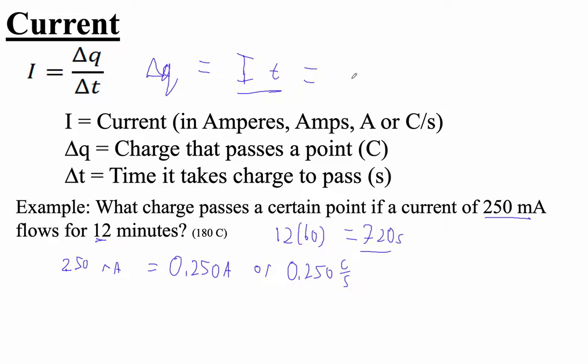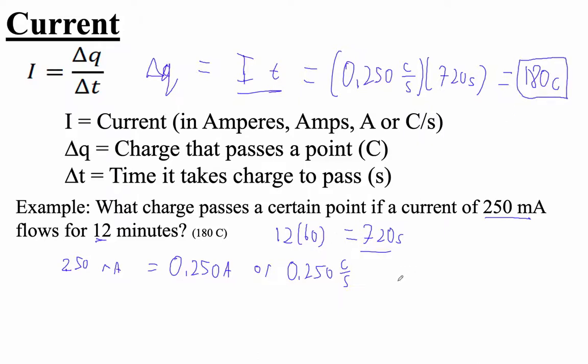So the charge that passes is the current, 0.250 coulombs per second, times 720 seconds. And that's 180 coulombs. And that's a modest current. Anyway, there you go.